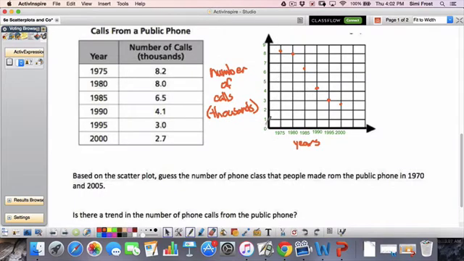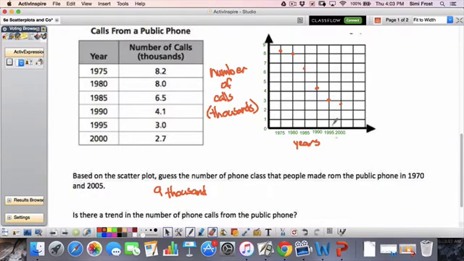If I'm just making a guess here, it doesn't have to be exact, it's just kind of an estimate, but I wouldn't guess anything less than 8.2, because if you look, as we go to the left, it's getting higher up. So I would maybe say 9, so 9,000. Your answer is right as long as it wasn't below 8.2 or way out of this range. I mean, there could be an outlier, but just guessing, we would have to guess that it's probably around 9, so 9,000 calls.